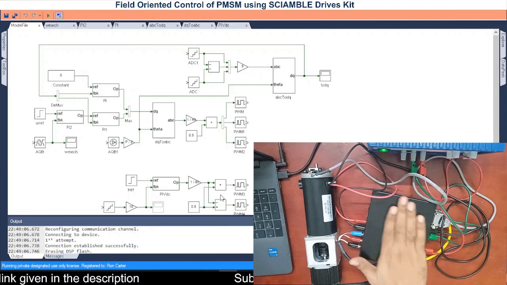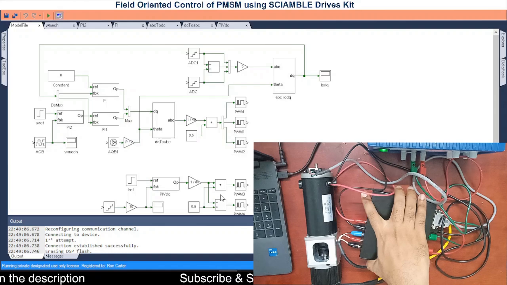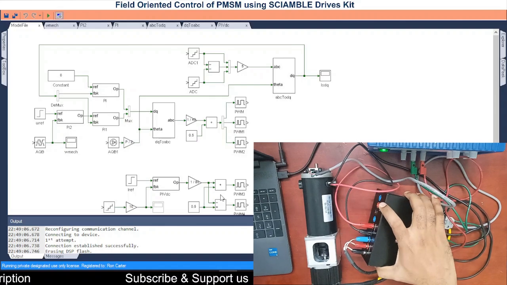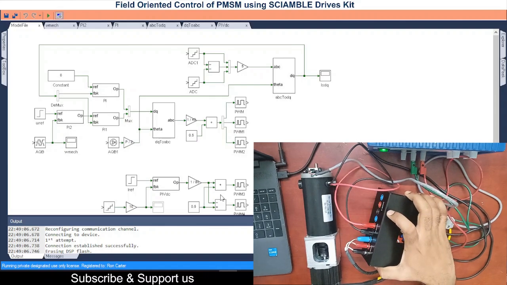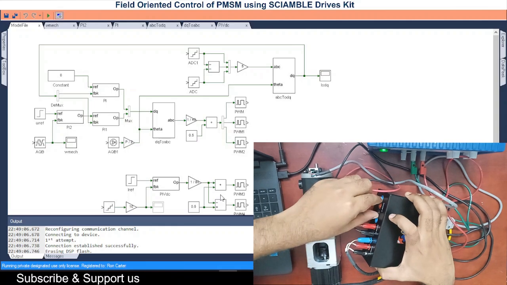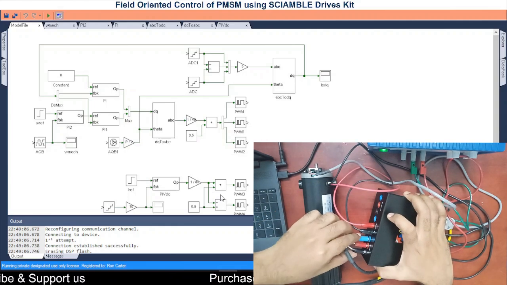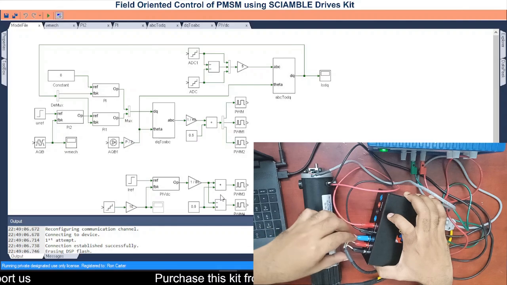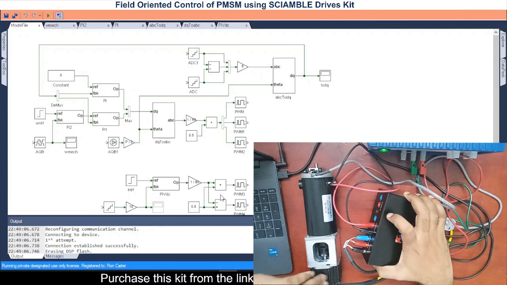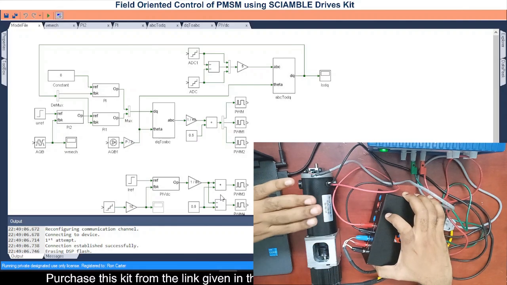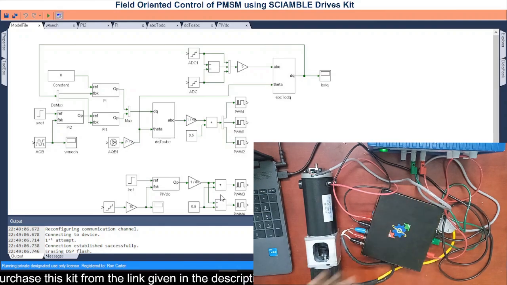In this sample inverter box, you will find three inverters: inverter 1, inverter 2 and inverter 3. Here we are using inverter 1 and inverter 2. Inverter 1 is used to control this PMSM, and inverter 2 is used to control the DC load.